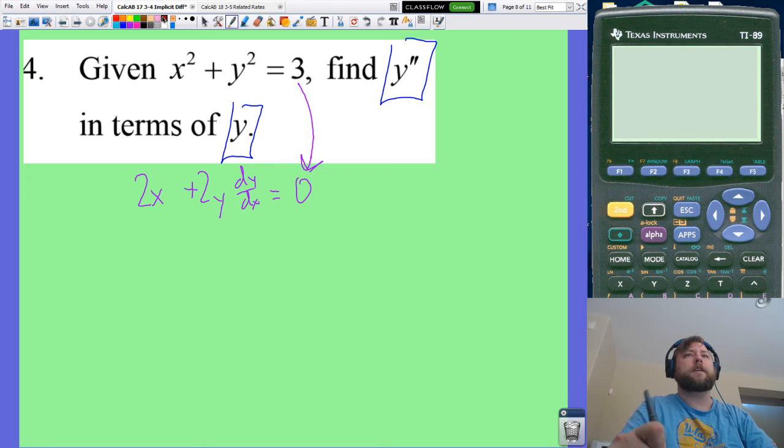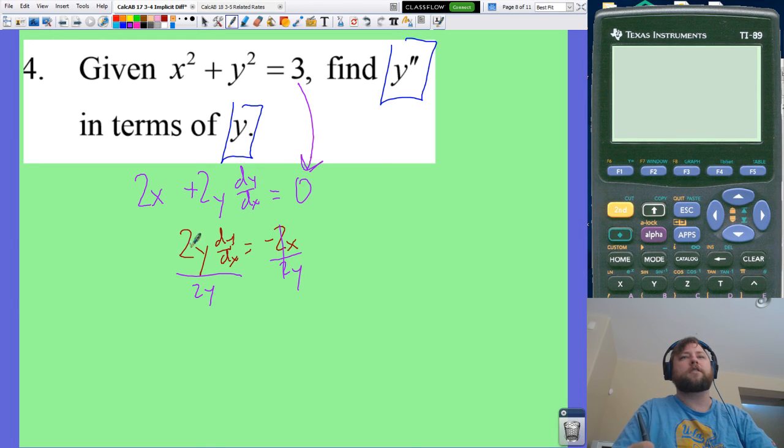I want to isolate my dy/dx, so I subtract 2x on both sides. So I get 2y dy/dx. I'm just not showing all the work now. And then you divide by 2y on both sides. These twos actually cancel. So I get dy/dx equals negative x over y. Okay, cool. That's one. But now we have to find the second derivative.